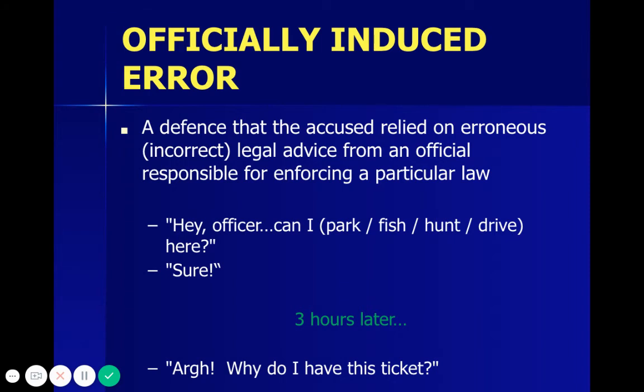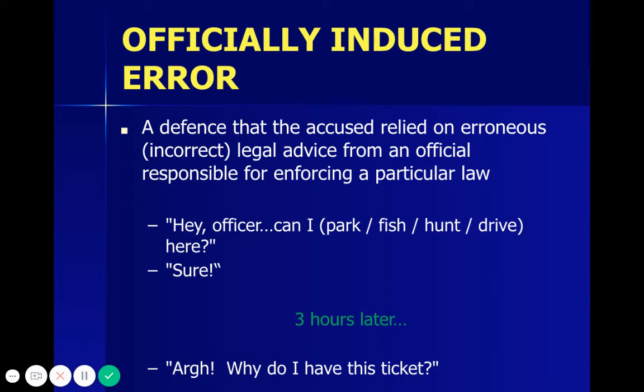Totally different topic. There is also the defense of officially induced error. So let's say you're on one of those streets in downtown Toronto that appears to have, as you pull over and park your car, about 14 different parking signs. One of them says that you're allowed to park here between 11 and 8. Another one says you can only park here Monday to Fridays. There's another sign that seems to be telling you you can only park there on Wednesdays if it's sunny.